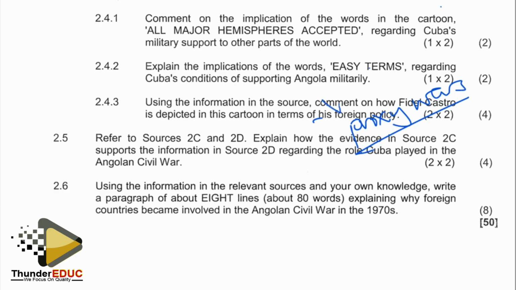Or we can also say Cuba had vast resources at their disposal. Because if they are saying they can assist anyone from any hemisphere, it means they had enough resources. They had so many resources to support, so much military resource to give out. So in their foreign policy, they were just dishing out military support to whoever wanted. You cannot give if you do not have sufficient to sustain yourself. You can't fend for the next person. It means they had vast resources to fund their foreign policy.